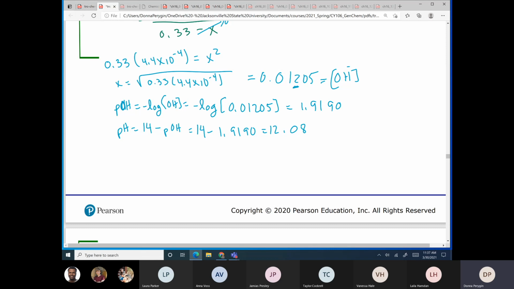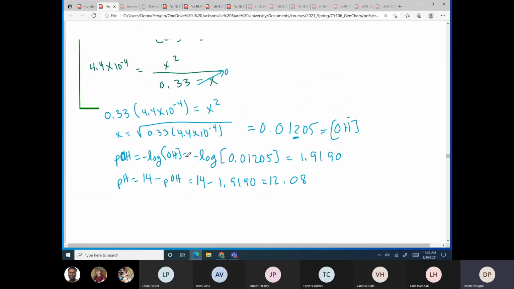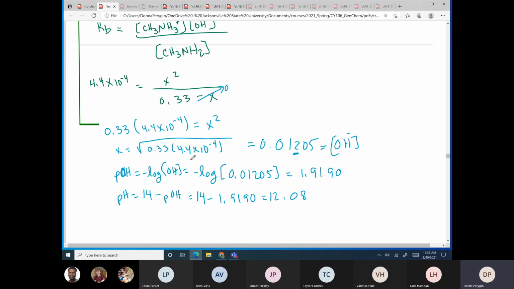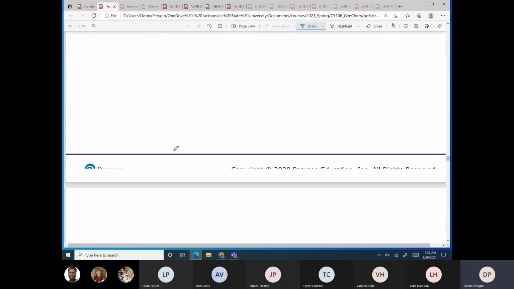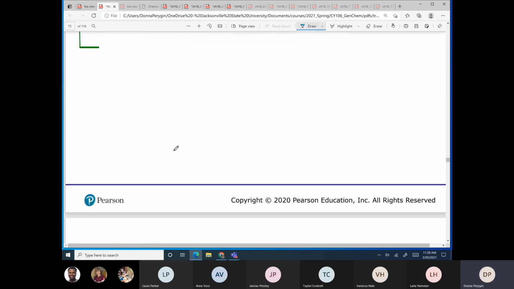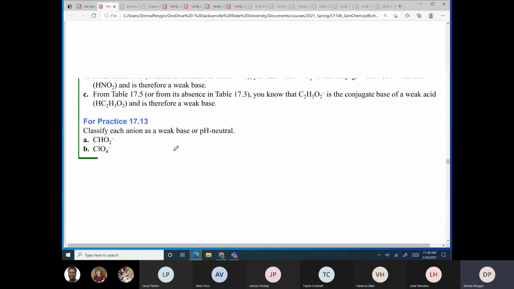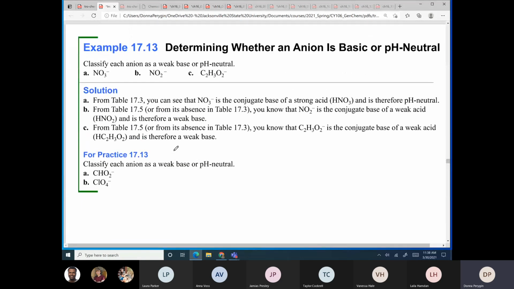Which is equal to 12.08. Okay, so the study guide goes through and works it the other way, saying that hydroxide ion times hydronium ion is 1 times 10 to the minus 14, solves for hydroxide, and then calculates pH, which takes a little bit longer. So you could do it either way. So I've shown you both ways. Okay, so we have 17 problems in this chapter.